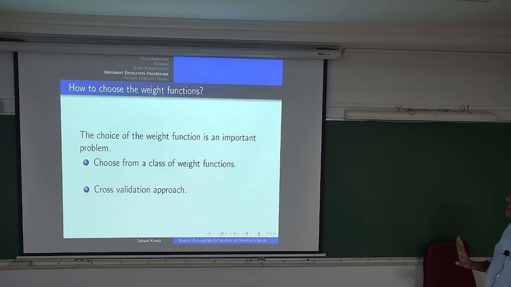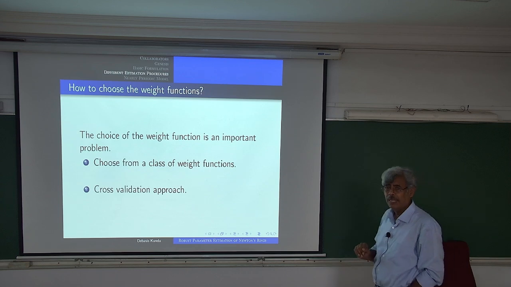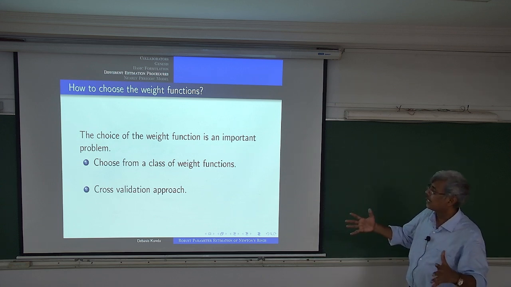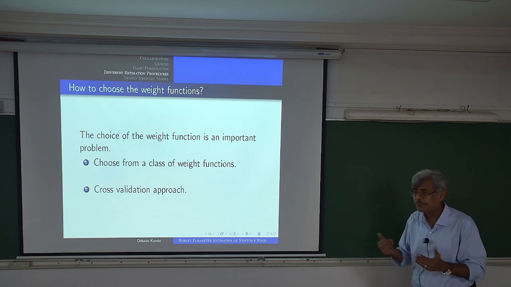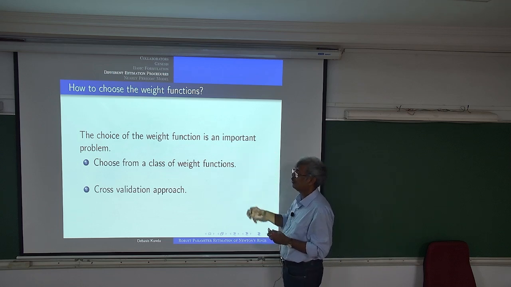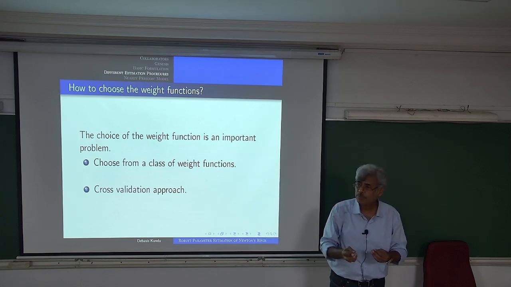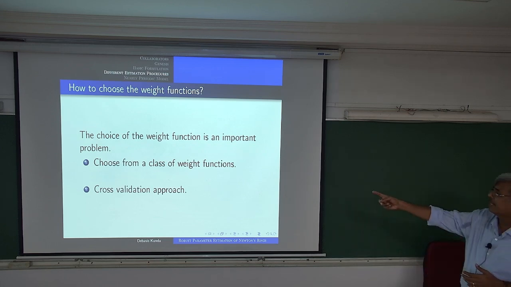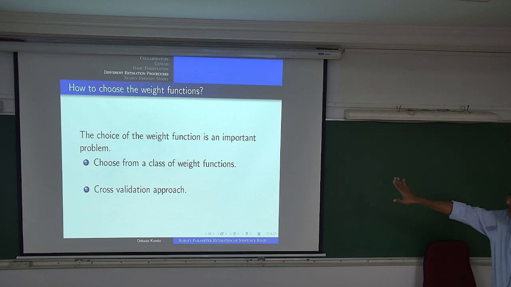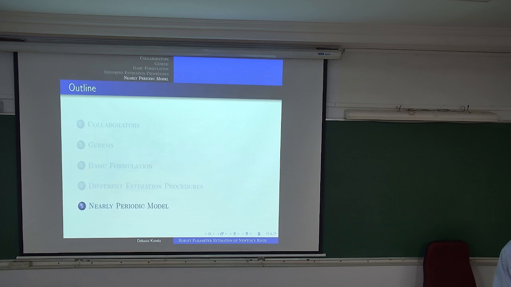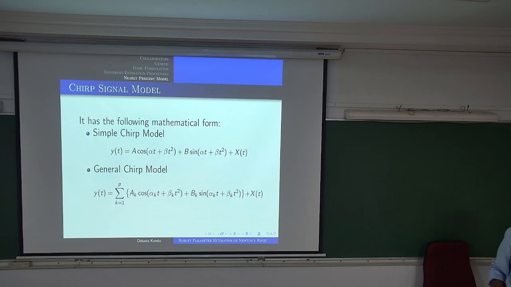So one of the problems is how to choose the weight function. What is being suggested is that you take a class of weight functions of different shapes, and among those you choose that particular one which gives you the minimum residual sum of squares. That's a standard way, or the cross validation approach. Let's forget about this one, but that is the popular one. Now let me move to what we are trying to put here.